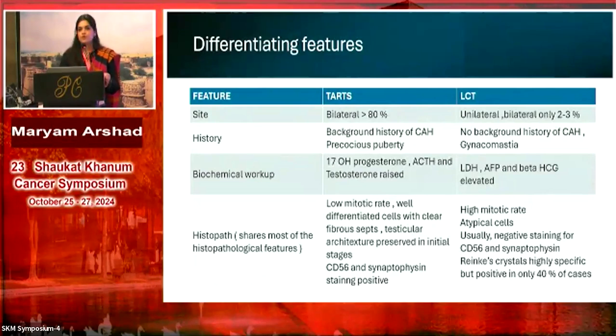When we move towards microscopic or histopathological features, TARTs in initial stages will be well circumscribed, rounded swellings with eosinophilic cells, low mitotic rate, and clear fibrous septa, whereas LCT will have a high mitotic rate and atypical cells, but that is not very specific in advanced stages of TARTs. In advanced stages of TARTs, there can be intratesticular architectural distortion, so it can confuse the diagnosis. With particular staining, CD56 and synaptophysin will be strongly positive in TARTs, but negative in LCT. Reinke's crystals are highly specific for LCT, but unfortunately, they are not sensitive. They are only present in 40% of cases.